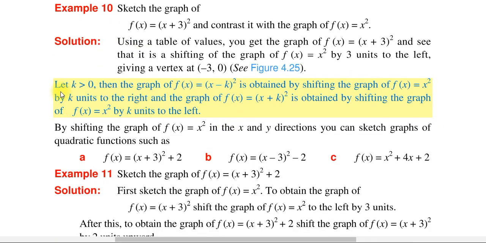So let k be greater than 0. Then the graph of f of x is equal to x minus k the whole square is obtained by shifting the graph of f of x is equal to x square by k units to the right, and f of x equal to x plus k the whole square is obtained by shifting the graph of f of x is equal to x square by k units to the left.